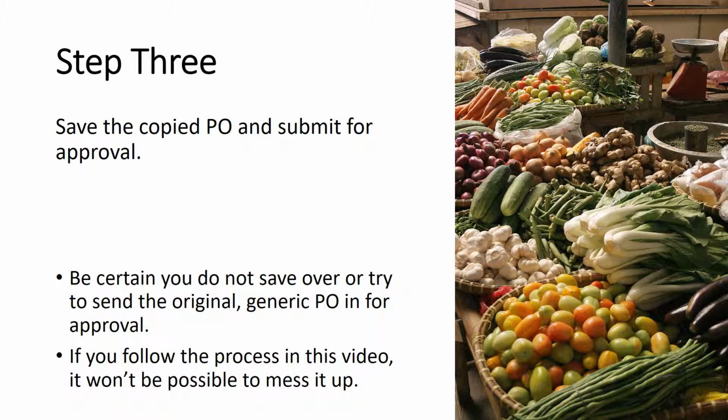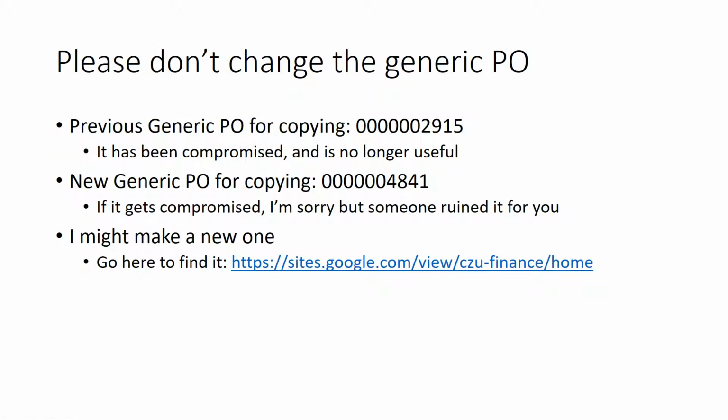Because the generic purchase order needs to be used for copying over and over, do not go into the original generic purchase order and modify that one for yourself and send it in. If you follow the process in this video, that will be impossible, so you won't have to worry about it. But since the original version of this video, just such a thing happened. My original generic purchase order 2915 is no longer available because someone modified it. I'll show you this process using the new generic purchase order I created, but if at any time you try to use it and see it's been modified by someone, all I can do is extend my condolences. Someone ruined it for you.